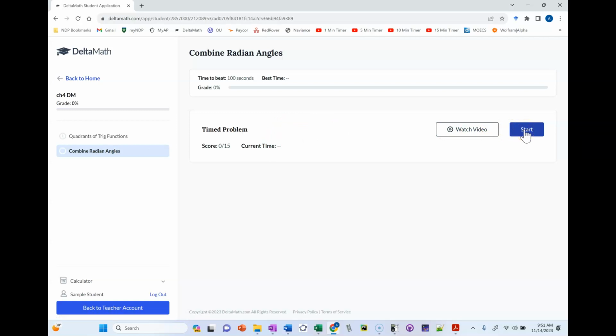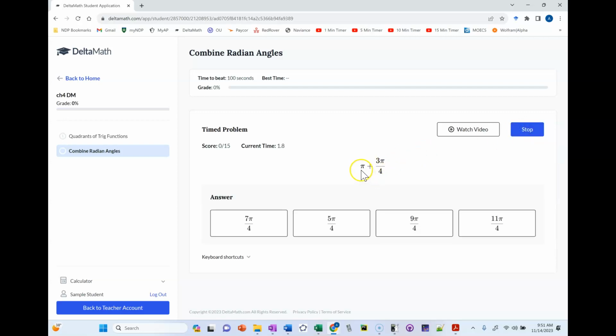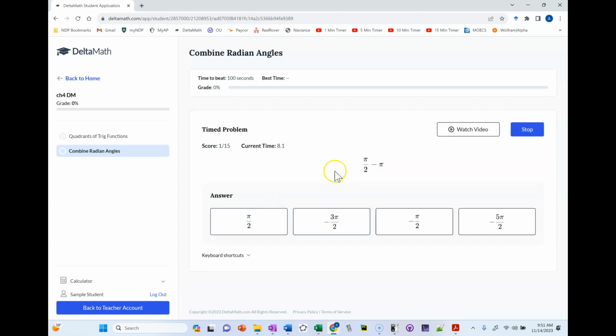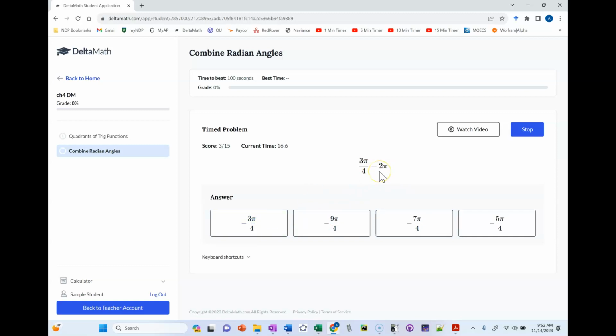The other type of question says combine radian angles. So pi plus 3 pi over 4. If I make a common denominator, that's 7 pi over 4. Pi over 2 minus pi, well, that's negative pi over 2. Pi over 4 minus pi is negative 3 pi over 4.